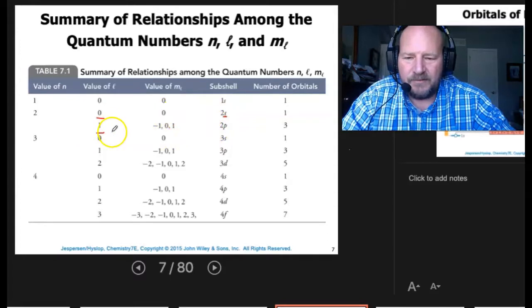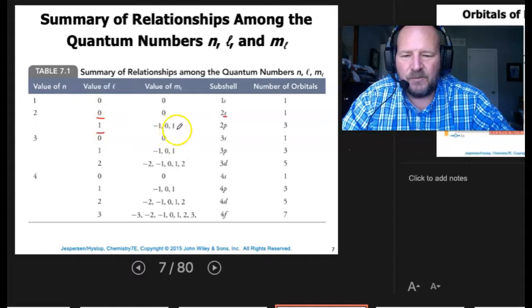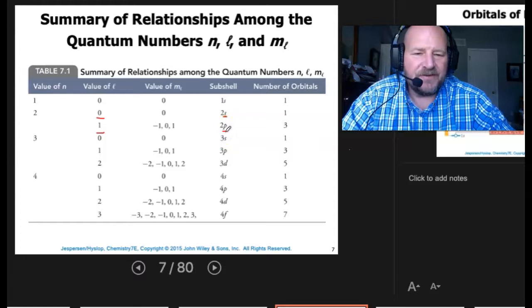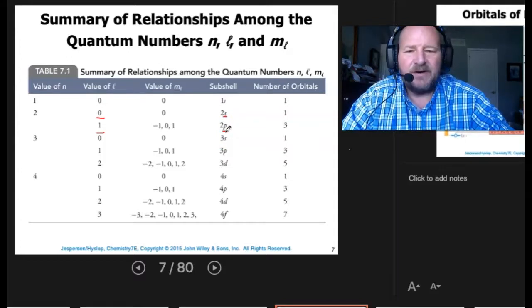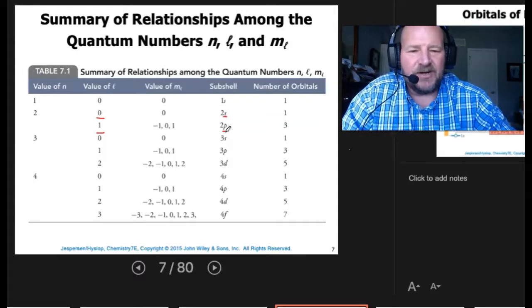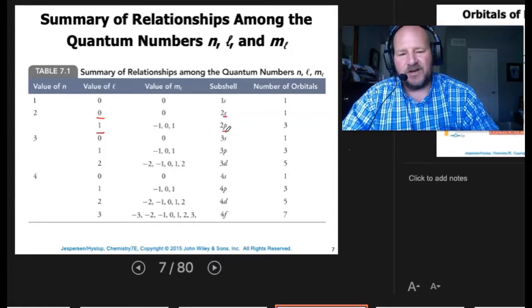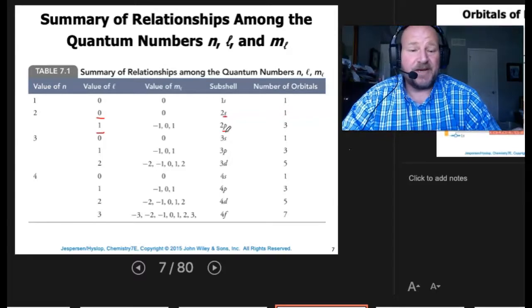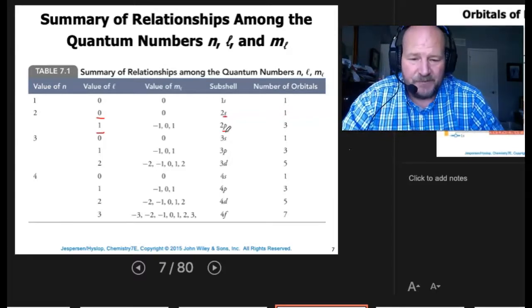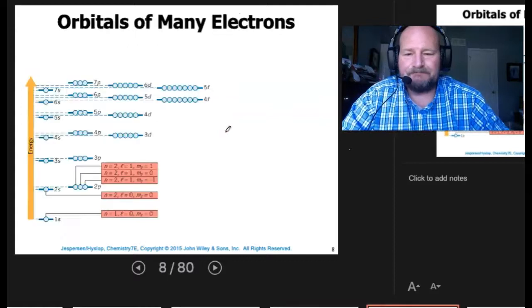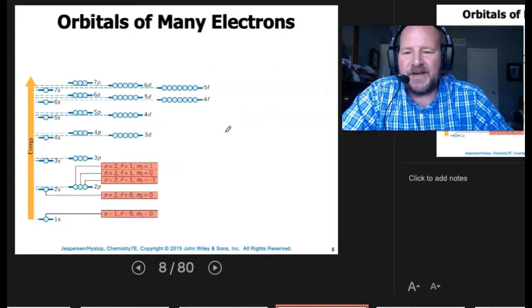Or it could be a 1. If l is 1, m sub l could be -1, 0, or 1. That's a p. So if you understand electron configurations already, those electron configurations are based on these quantum numbers. We took out all the detail to explain electron configurations, and we looked at it as a pattern. If you've never seen electron configurations before, then these words make no sense to you, but we're going to cover those shortly.